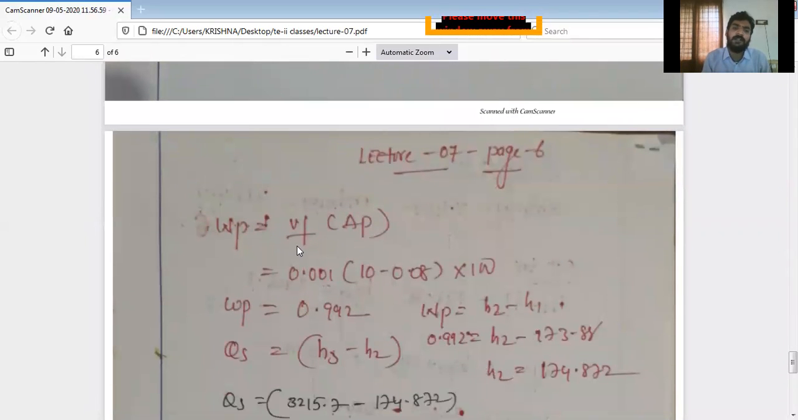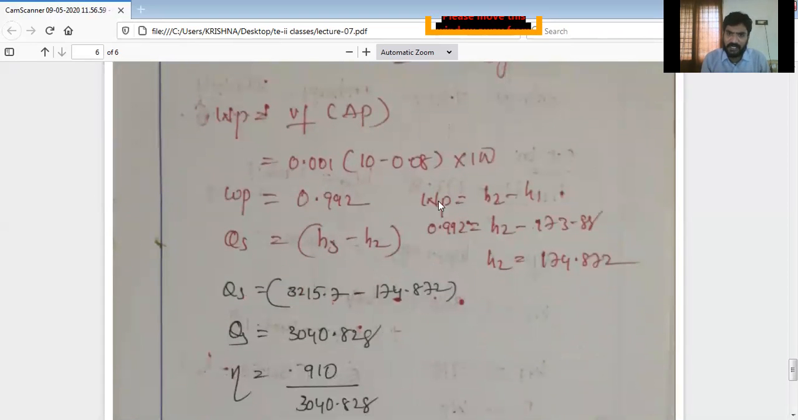Then efficiency is turbine work divided by heat supplied. I need enthalpy H2 too, that's why I calculated the pump work here. The pump work is volume into delta P, that is the change in pressure. That VF value is taken from steam tables at page number 7 at 0.8 bar pressure, and the VF value is 0.001. The pressure difference is 10 minus 0.08. This 100 is unit conversion because this is meter cube per kg and this is kilonewton per meter square. Finally I got the pump work. Then the H2 value also.